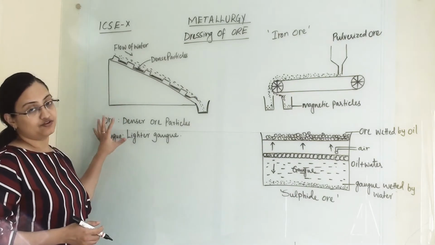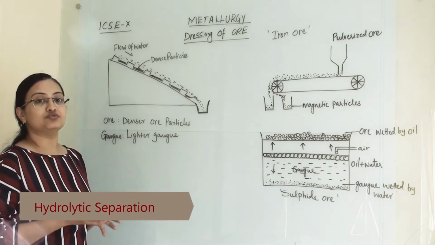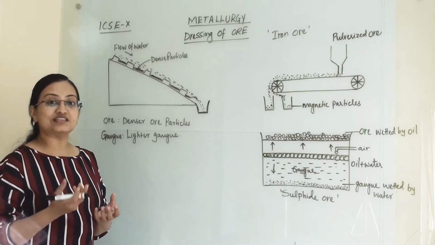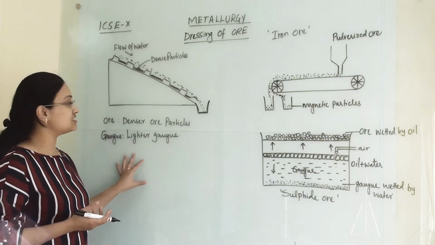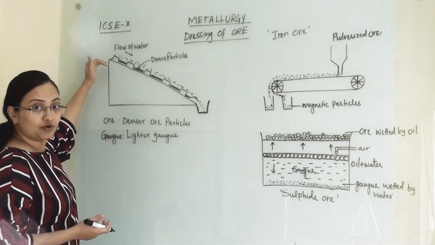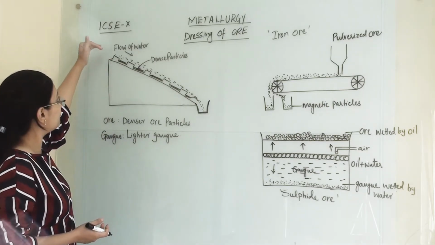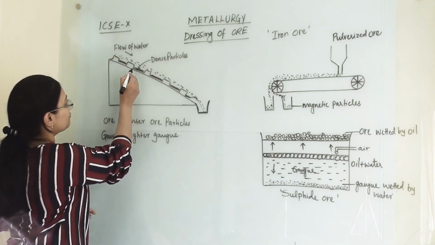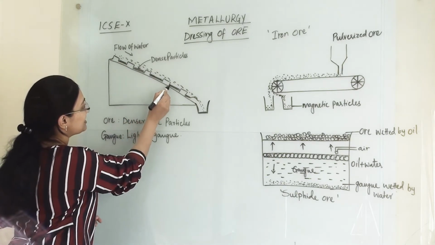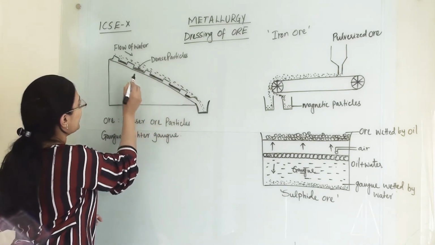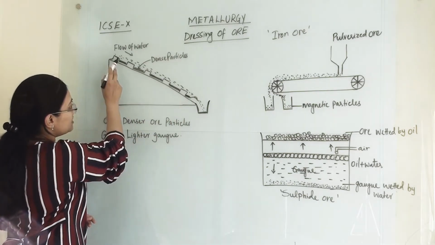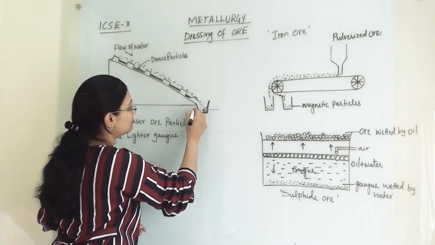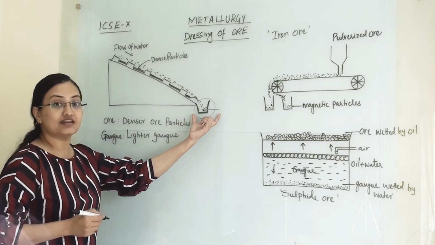First method is hydrolytic separation. In this we use density: if one of the components, for example the ore or the gangue, is denser than the other, then we can use this method. From the top of the hydrolytic triangle, water flows along with the ore. The denser ore particles will lie in between these two stages, and the water will go down the slope, and along with the water the gangue particles will come, and we collect them at the bottom.